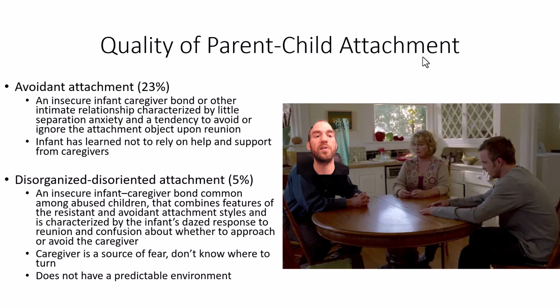Next, avoidant, an insecure infant caregiver bond or other intimate relationship characterized by little separation anxiety and a tendency to avoid or ignore the attachment object upon reunion. Infant has learned not to rely on help and support from caregivers. So at this point, the infant, no way. Like this caregiver is unreliable. It's not sometimes or most times, or maybe it is, but at that point, they've given up. They're not chasing the, oh, maybe this will be the time. So maybe it's inconsistent. They've given up on that, or it's just not reliable.